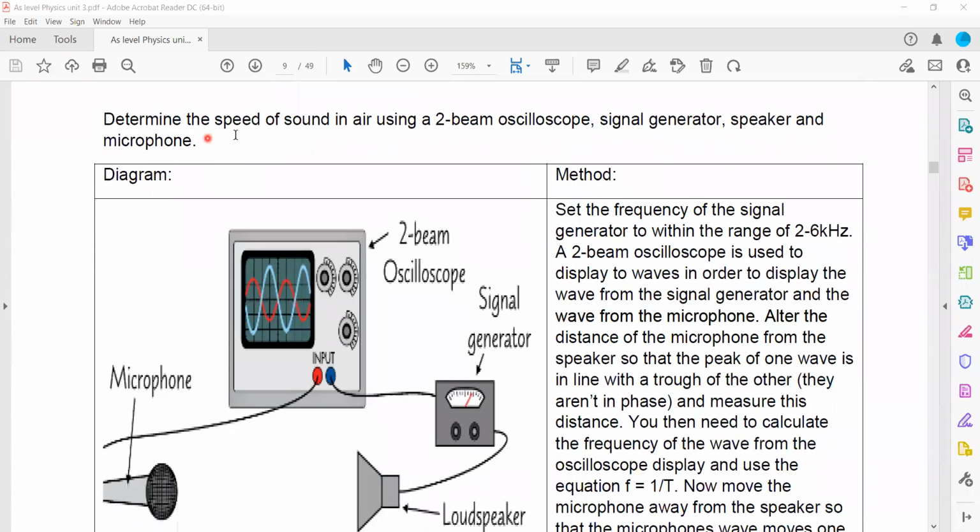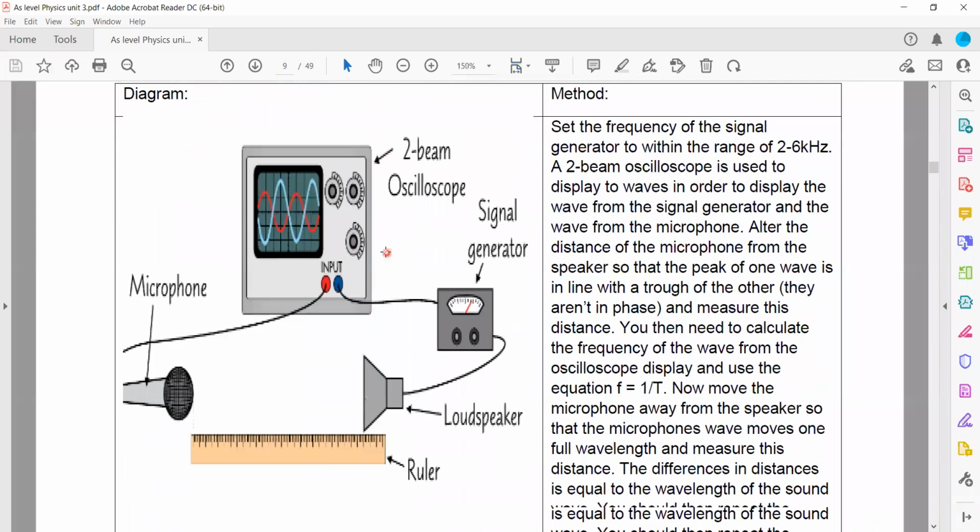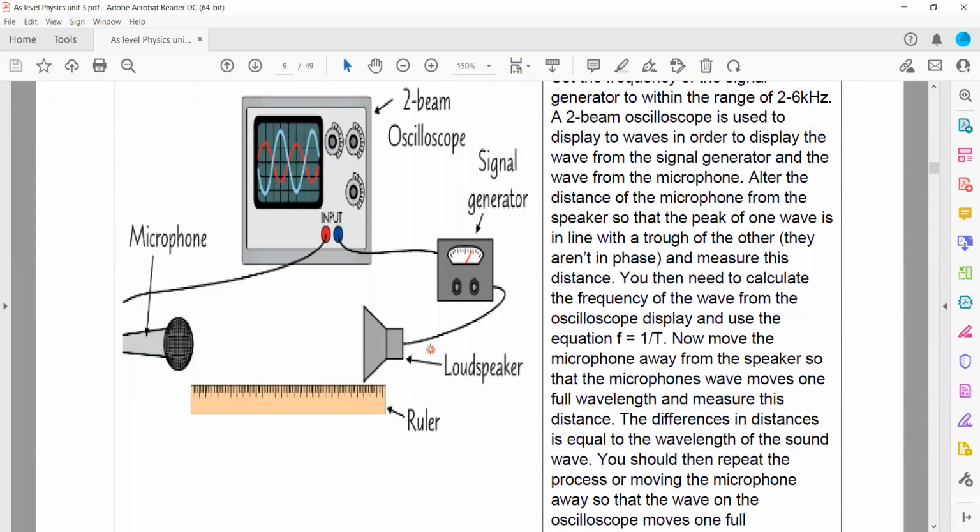Then the next one is to determine the speed of sound in air using a two beam oscilloscope, a signal generator, a speaker, and a microphone. So this is a two beam oscilloscope, which means it can display two waves. We have a speaker here, and this is a signal generator. When the signal generator produces a signal, one electrical signal is sent to the speaker, and one electrical signal is sent to the oscilloscope.